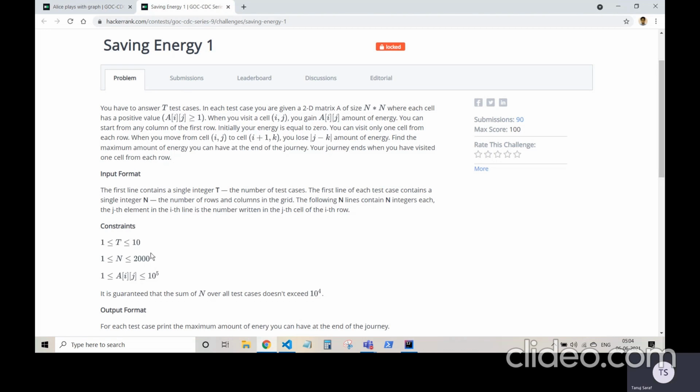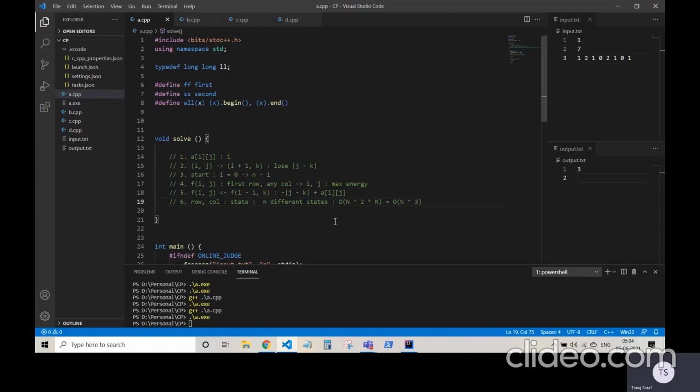But if you look at the constraints, we have 10 test cases and n is up to 2000, right? And they have given us that the sum of n over all test cases does not exceed 10 to the power 4. So clearly an n cube solution would not pass. So let's try to further optimize it.